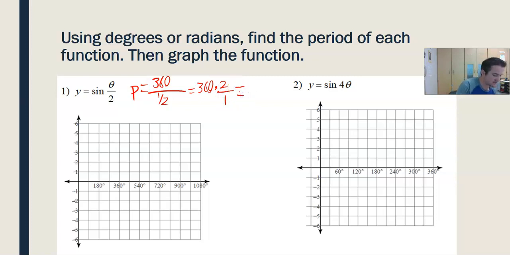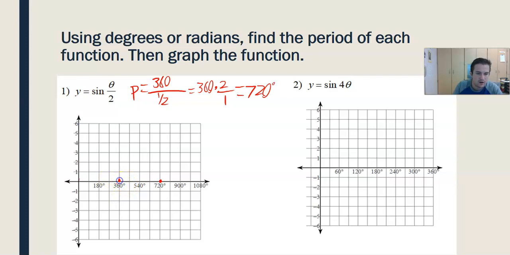So 360 times 2 is 720 degrees. So instead of just taking 360 degrees to make a full cycle, it's going to take 720 degrees. So my traditional sine wave would look like this. It would take 360 degrees to go up, down, and back up again, and it would touch the x-axis again at 180 degrees.